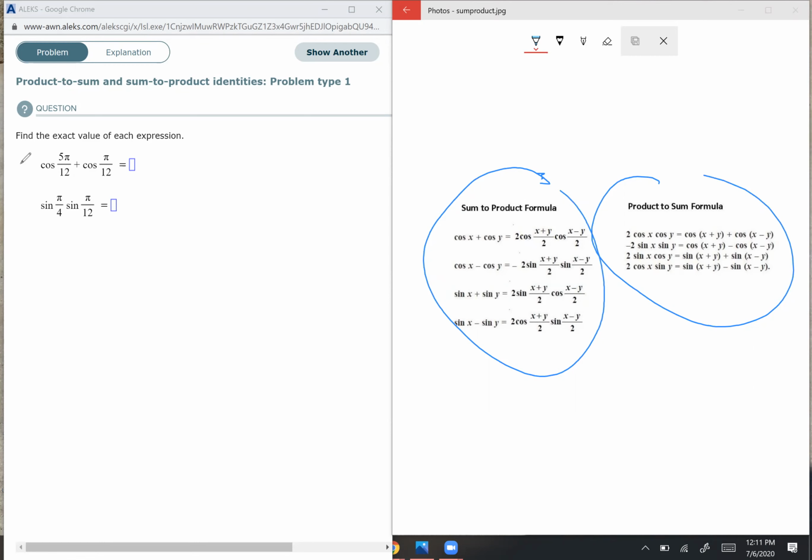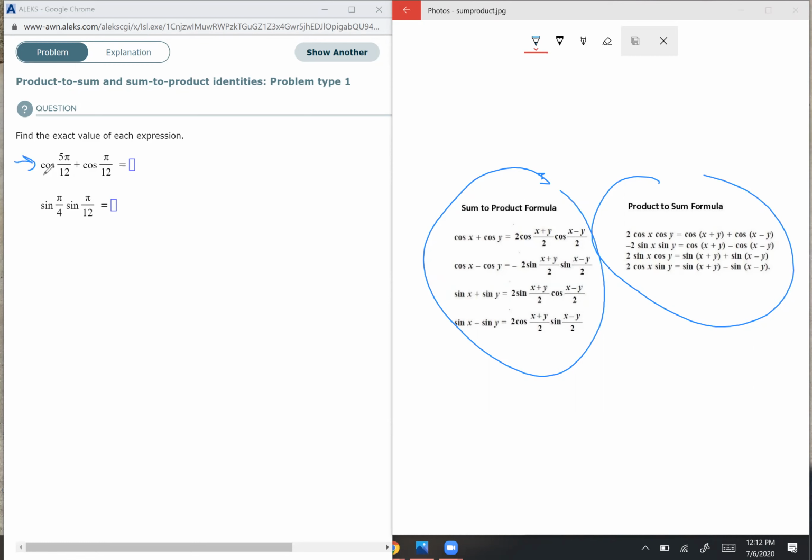So I need to find the exact value of the expression. So you guys, exact value means that I'm not going to have to put it in my calculator. These actually will end up working out to be angles that are on your unit circle. So I know I can get the answers exactly. So let's start with this first one.